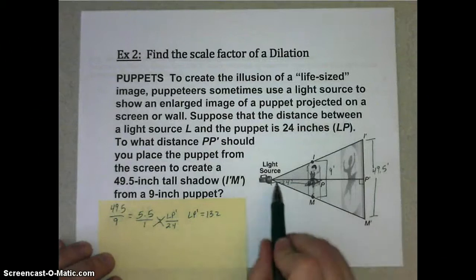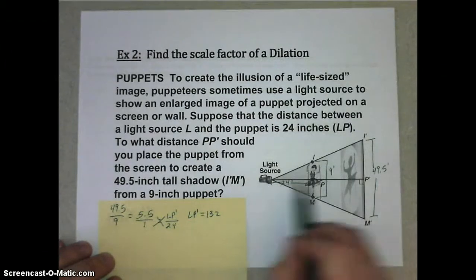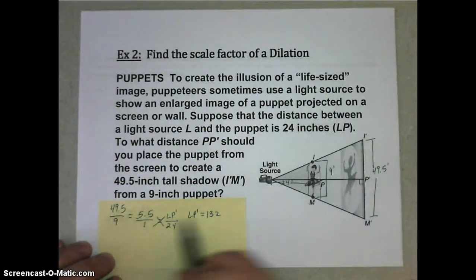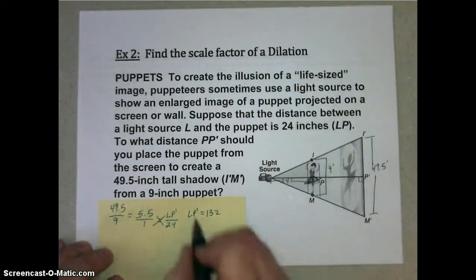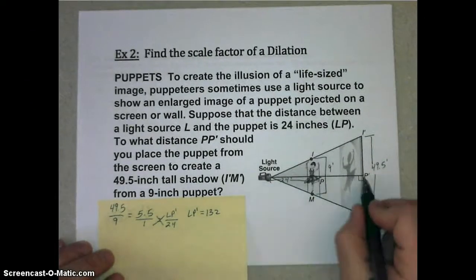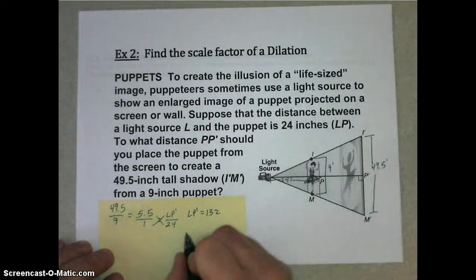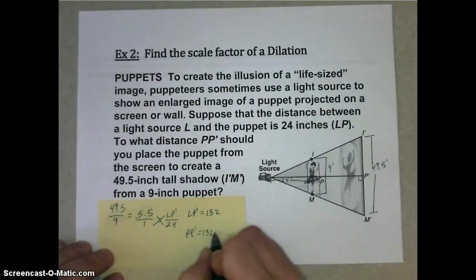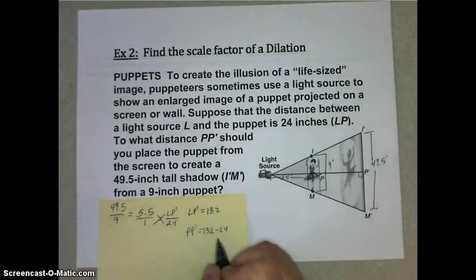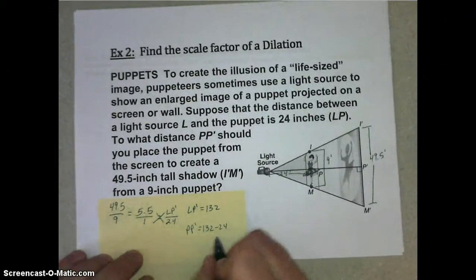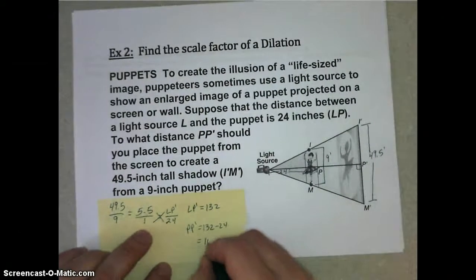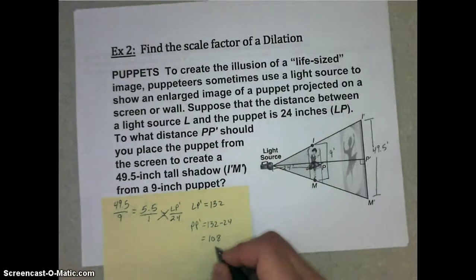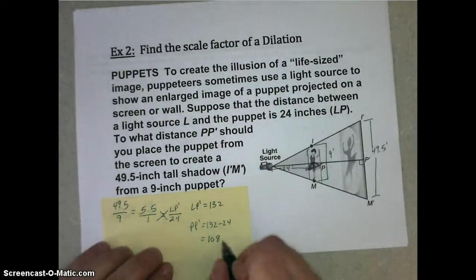Because really you're just saying that the distance from the light source to the wall is 5.5 times the distance from the light source to the mannequin or to the puppet. And so if this entire distance is 132, I simply need to take 132 minus 24, and we get that the distance from the puppet to the wall should be 108 inches.